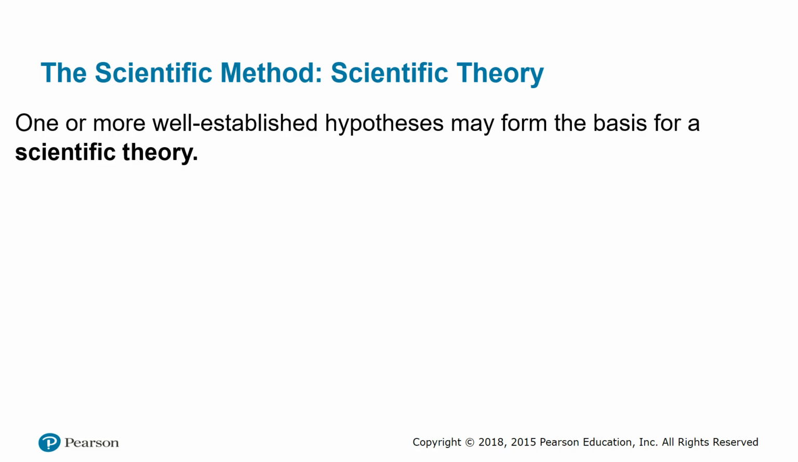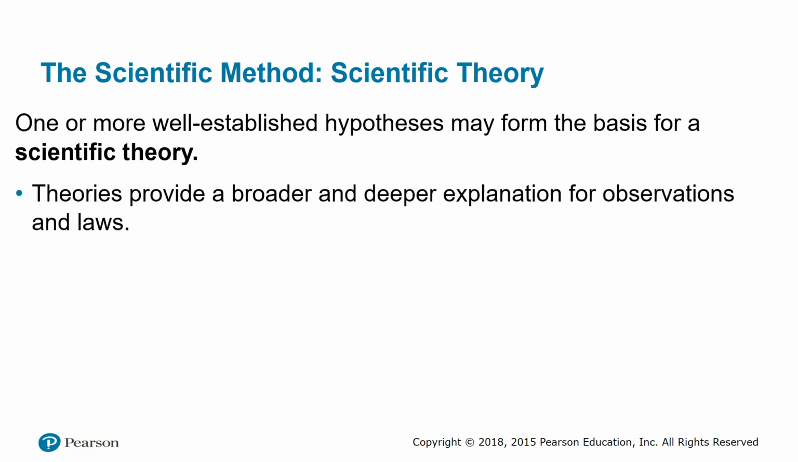So if you have several hypotheses that apply to one area of study, then we can start forming a theory if they all kind of lead in one direction. So remember that a theory is a broader, deeper explanation of observations and laws. It's just kind of a way to predict future things. So I'm going to pull those up.